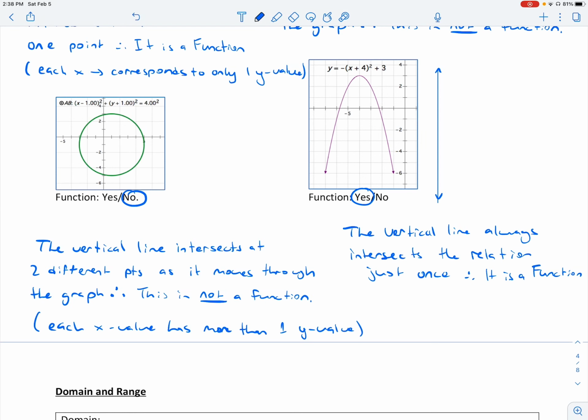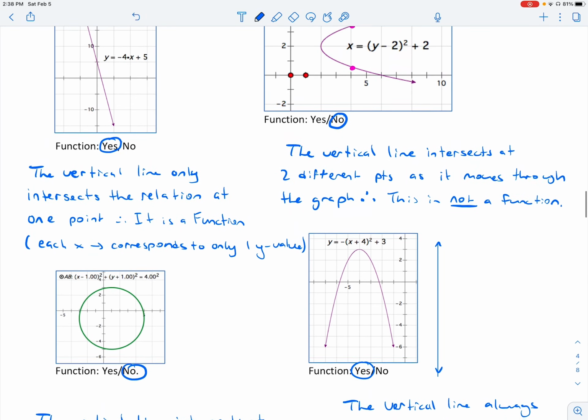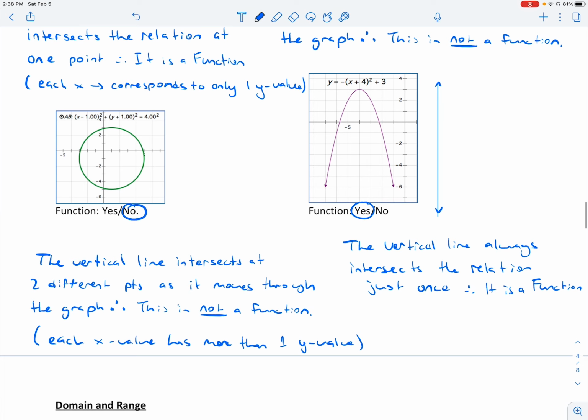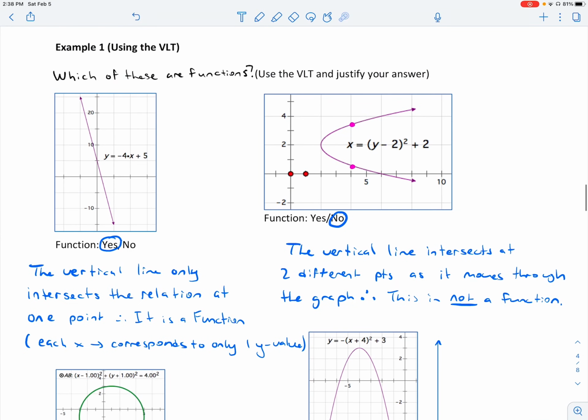So in fact, you probably noticed a pattern with the parabolas that open up and down. They will always pass the vertical line test. That means they will always be functions. Also looking at the linear line here, linear lines will also always be functions. There's only one case where it won't be, and that would be if you had a vertical line. If you had a vertical line on the graph, then yes, that would definitely fail the vertical line test.